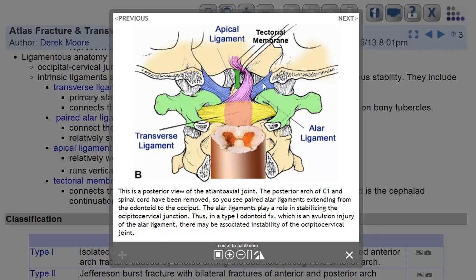I like to remember alar, L as in lateral. The alar ligaments go lateral, so again this is A as in apex, apical ligament.